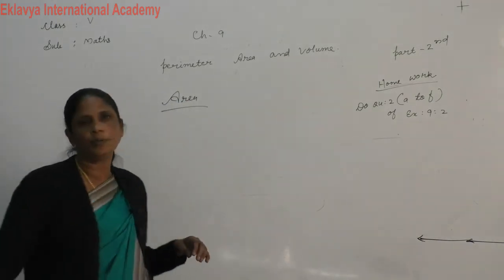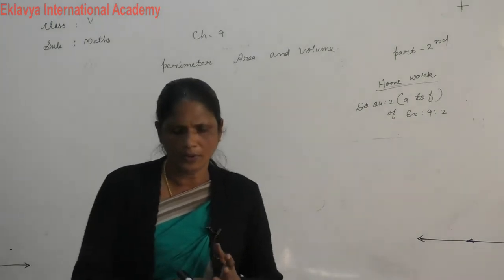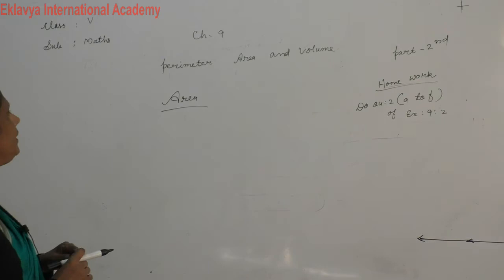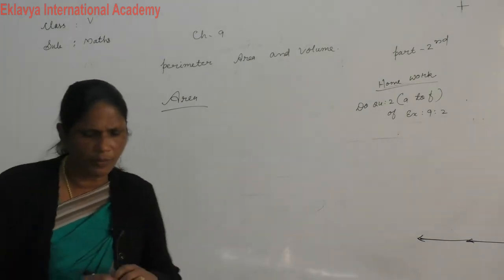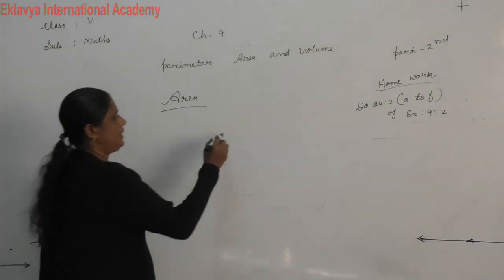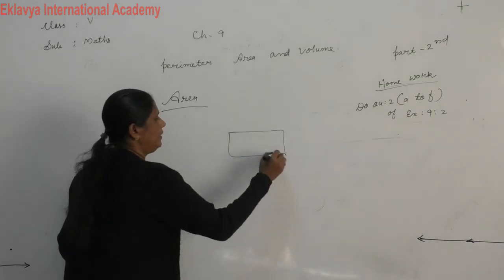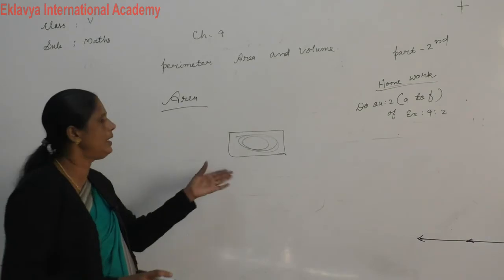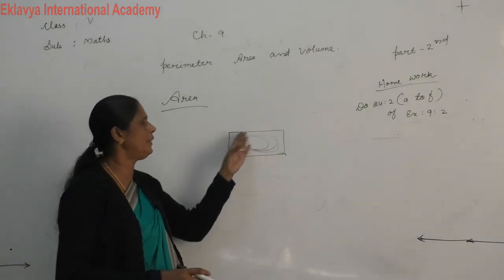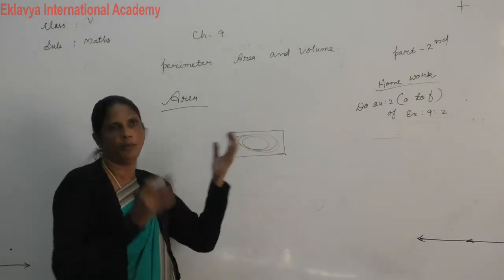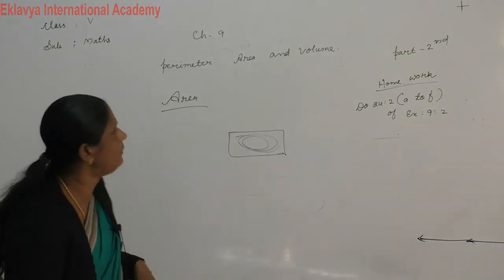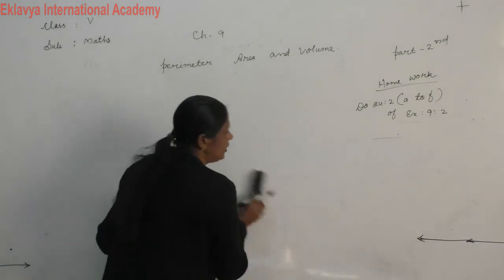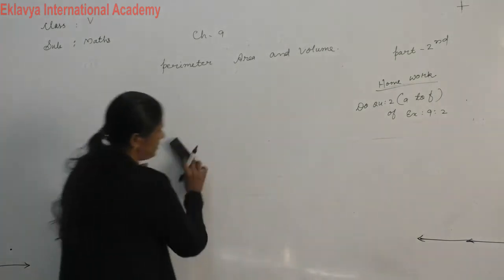You learned the formulas. Then what is the area? Area is the amount of surface included by a closed figure. This is a rectangle, and this is the area. How much amount? Then we learned the formulas and we solved the questions.